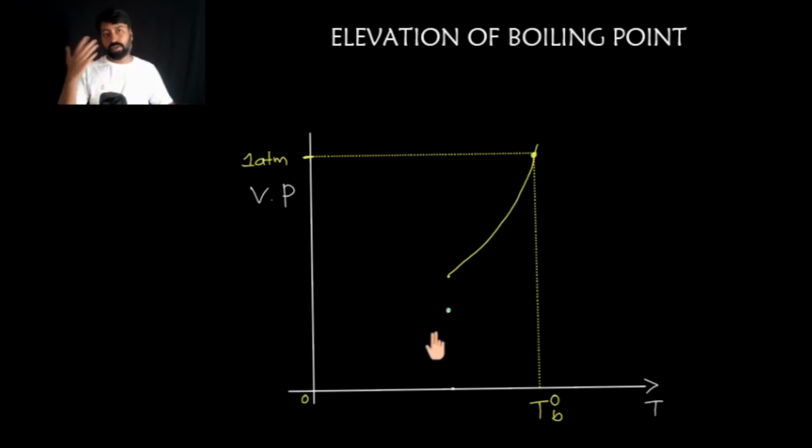Now if you go on increasing the temperature, the vapor pressure of the solution gets increased. So the increase you can represent like this. So this is how the vapor pressure of the solution is increased. So somewhere here we reach 1 atmospheric pressure.